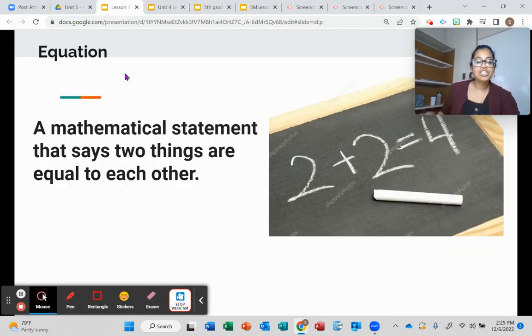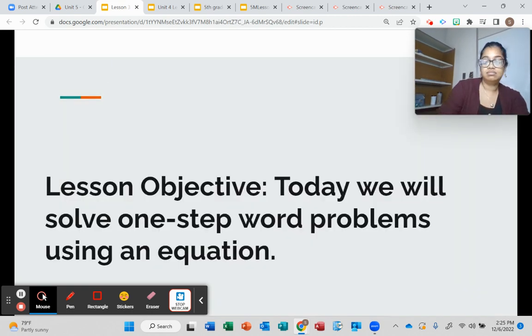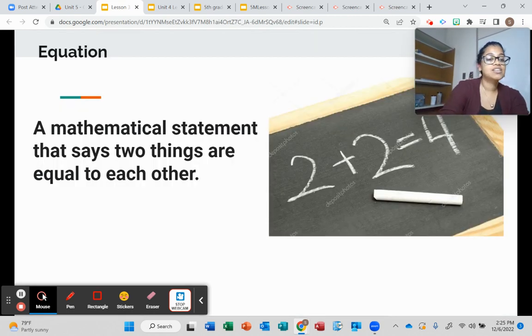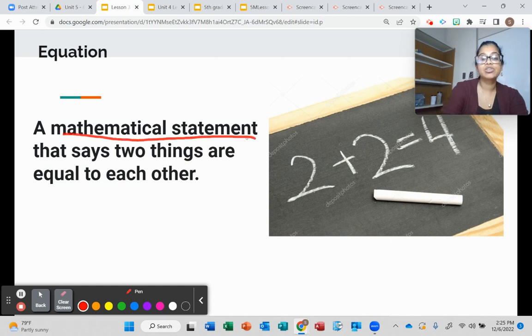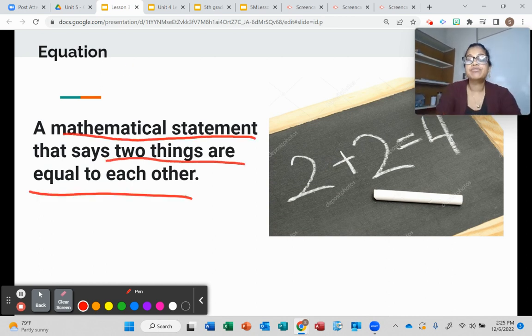So an equation is a mathematical statement that says two things are equal to each other. So over here, we have 2 plus 2 equals 4. What an equation is telling us is that on both sides of our equal sign, they need to be the same. So 2 plus 2 is 4, and that needs to be the same as 4. And that's true, right? So 2 plus 2 is 4, which is the same as 4.